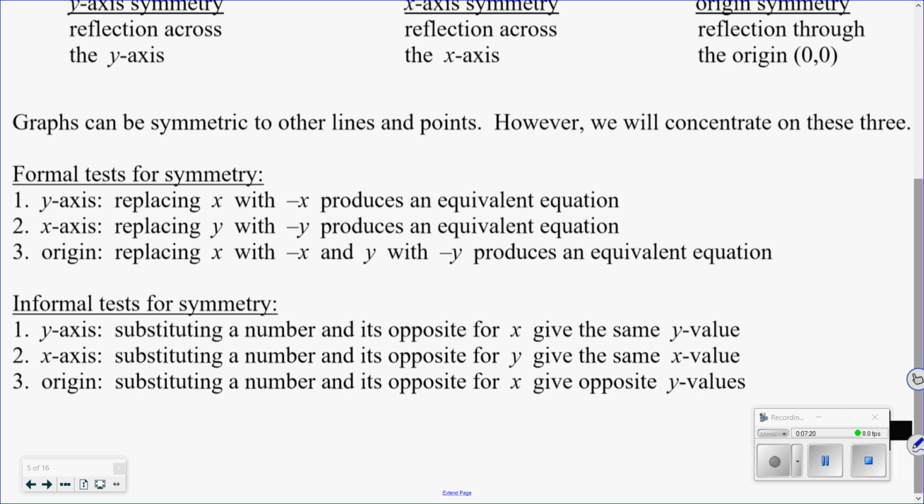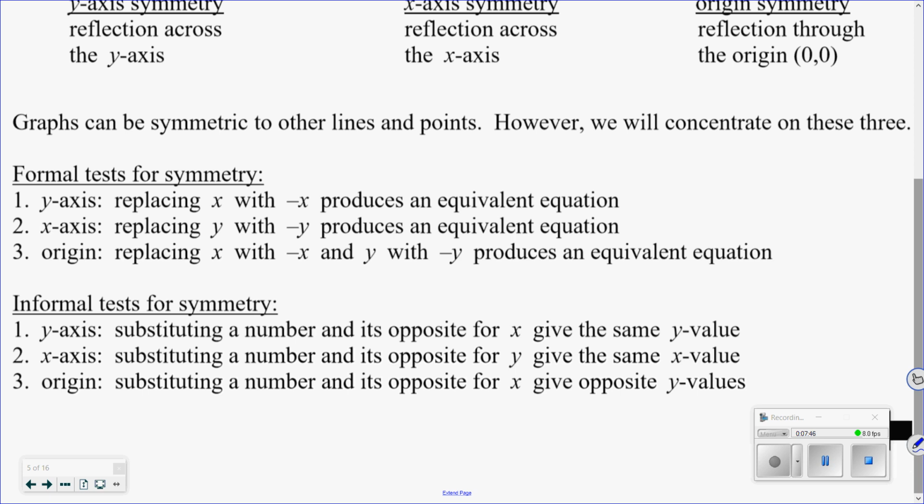To check to see if it's symmetric about the x-axis, you plug opposite numbers in for y. So you could plug 5 in for y and negative 5 in for y. If you get the same x value, then it's symmetric about the x-axis. If it's symmetric about the origin, you get opposites. So if I put in, say, 2 and get 5, if I put in negative 2, I should get negative 5. If I put in 1 and get 3, if I plug negative 1 in, I should get negative 3. So if that happens, it's symmetric about the origin.